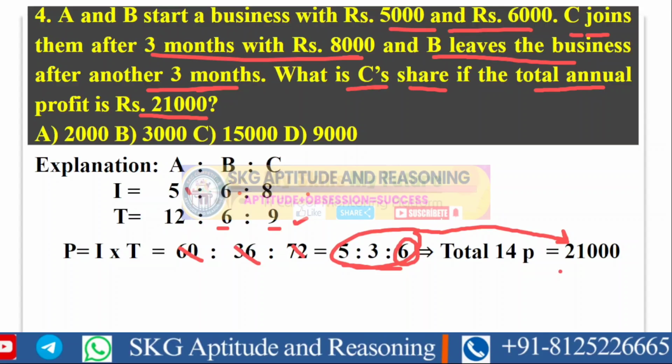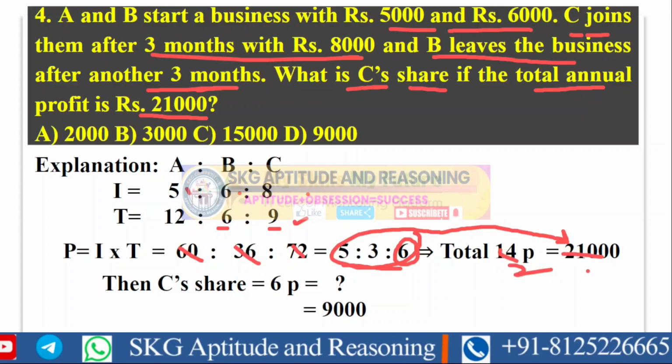First we need to find one part's value. 7 twos are 14 and 7 threes are 21, so one part equals 1,500. The value of 6 parts is 6 times 1,500, which equals 9,000. So the profit received by C out of the total 21,000 is 9,000, which is presented in option D.